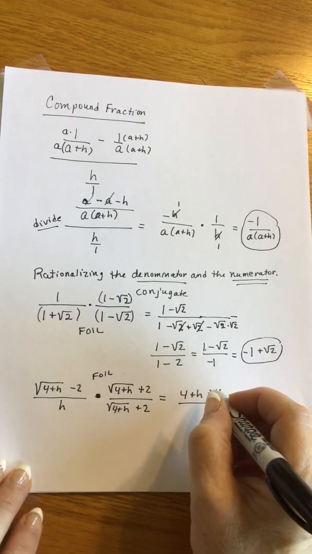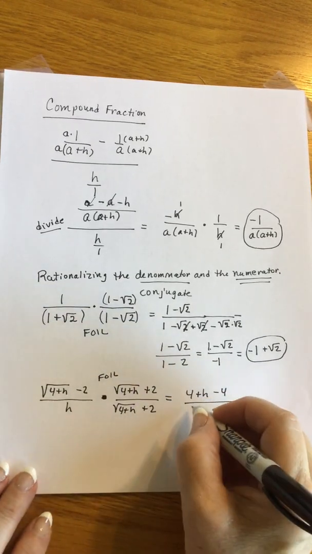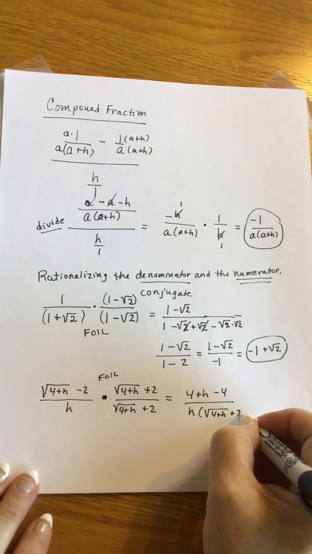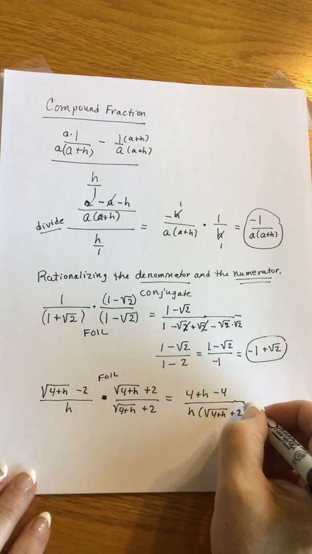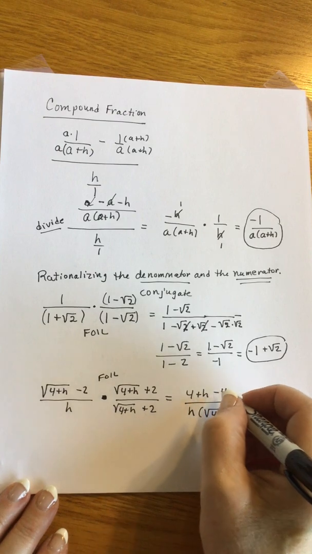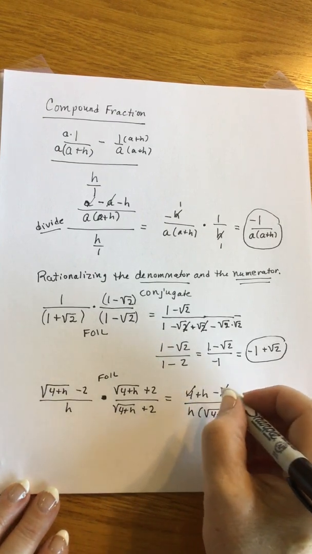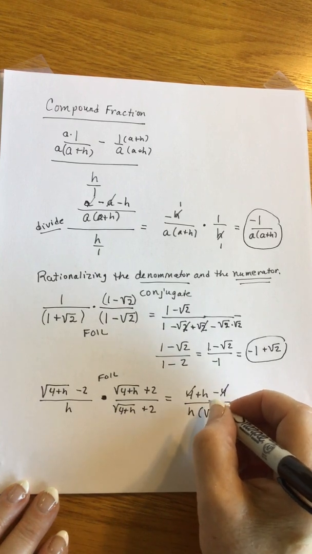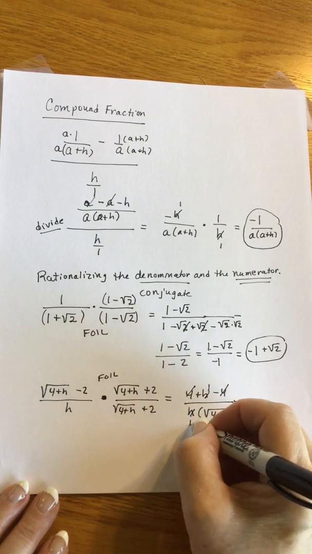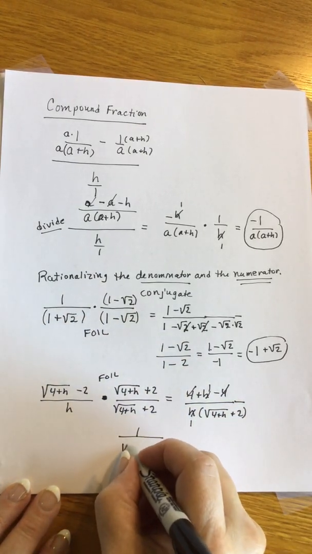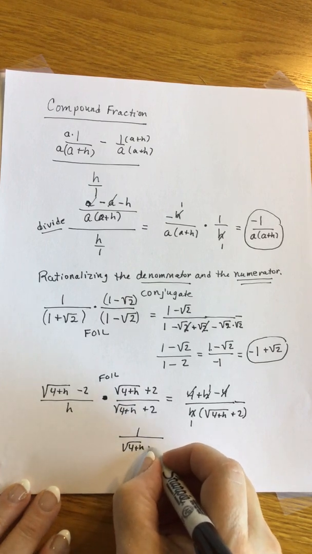The denominator then, I'm going to multiply h times square root of 4 plus h plus 2. And this is where we think it's kind of weird because we're used to not leaving a square root in the denominator. 4 minus 4 is going to cancel out to be 0. So we have h in the numerator and h in the denominator. So that's going to cancel the h out with the h. So we're left with 1 over square root of 4 plus h plus 2.